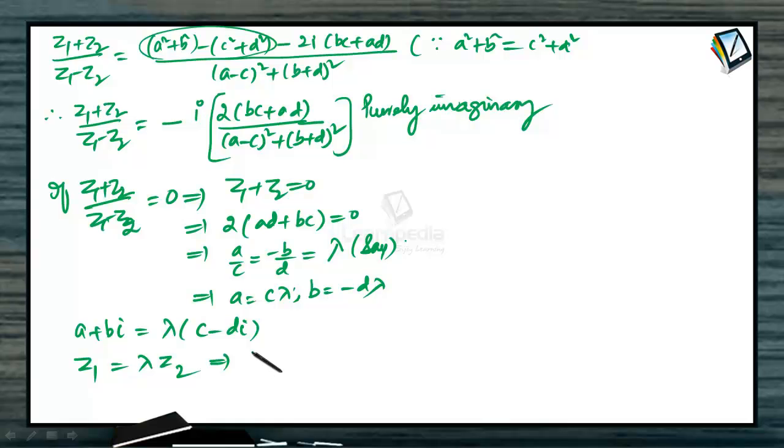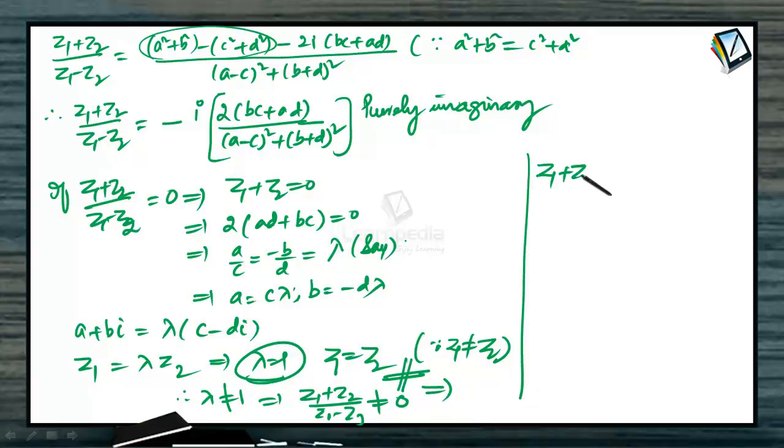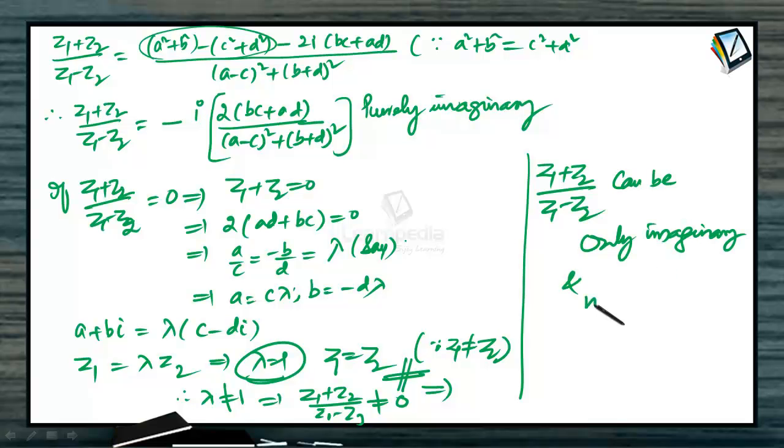If you take lambda equal to 1, Z1 is equal to Z2, which is a contradiction, because Z1 can never be equal to Z2, since it is given that Z1 is not equal to Z2. Therefore, what we can conclude is lambda can never be equal to 1. That implies (Z1 plus Z2) by (Z1 minus Z2) is never equal to 0. Obviously the only option left is that (Z1 plus Z2) by (Z1 minus Z2) can be only imaginary. Hence, we can conclude that this is purely imaginary and not 0.